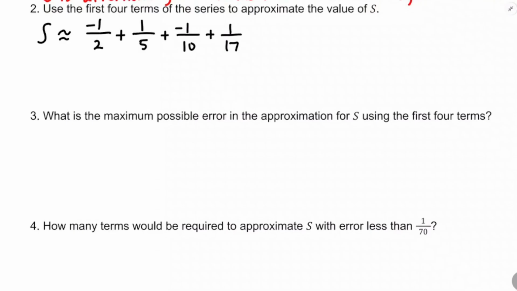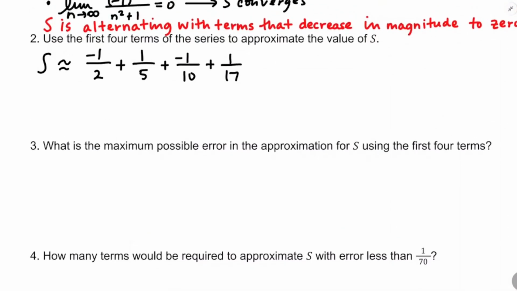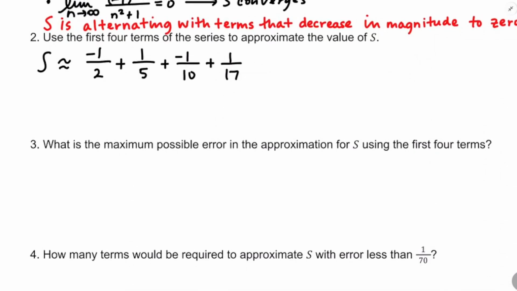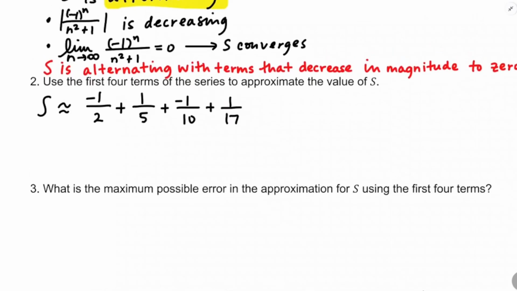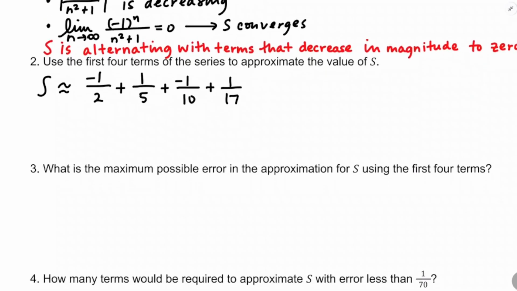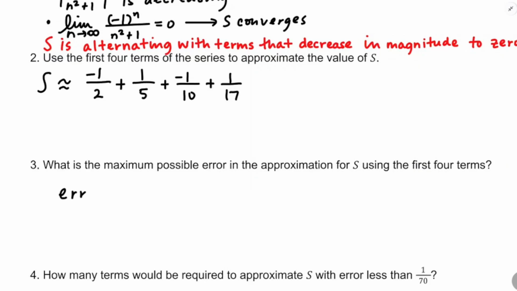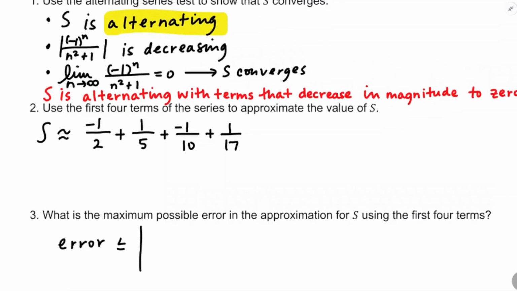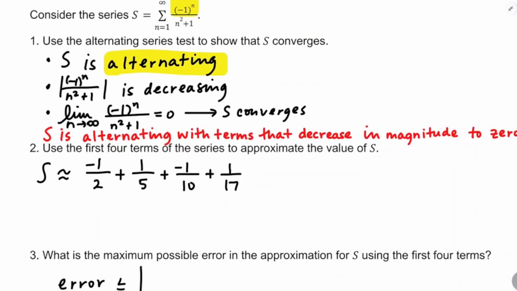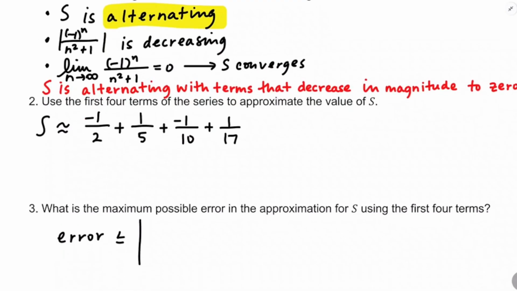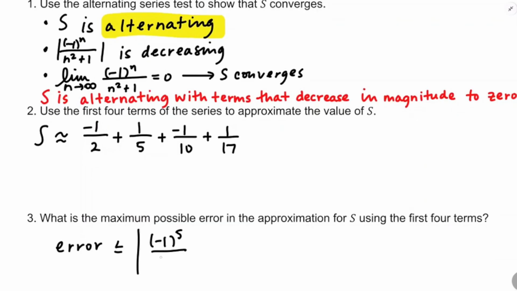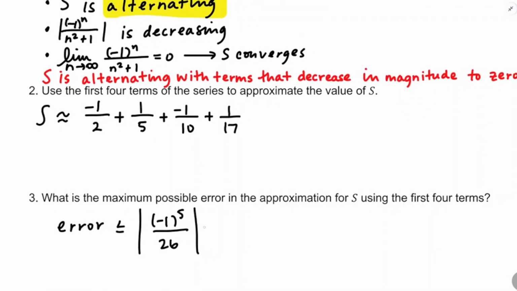What is the maximum possible error in the approximation for S using the first 4 terms? Okay, now what you can do is, we've already verified that S is a converging alternating series, so we can use the error bound. We can just say error is less than or equal to the absolute value of the next term, which would be, we did up to n equals 4, so n equals 5, (-1)^5 over 5 squared plus 1, which is 26. Okay, that's going to be our error bound, 1 over 26.